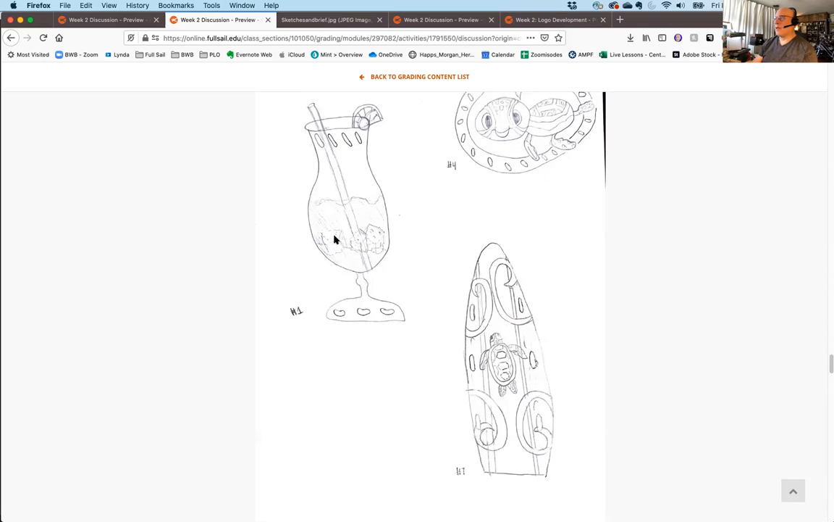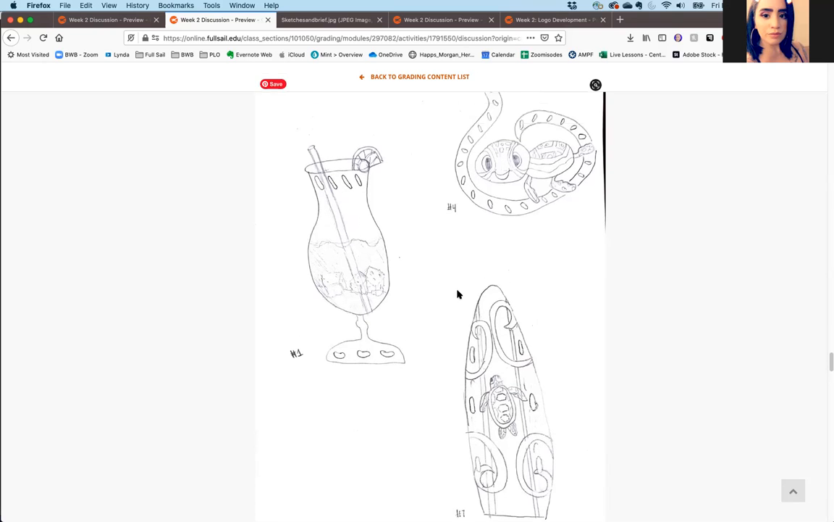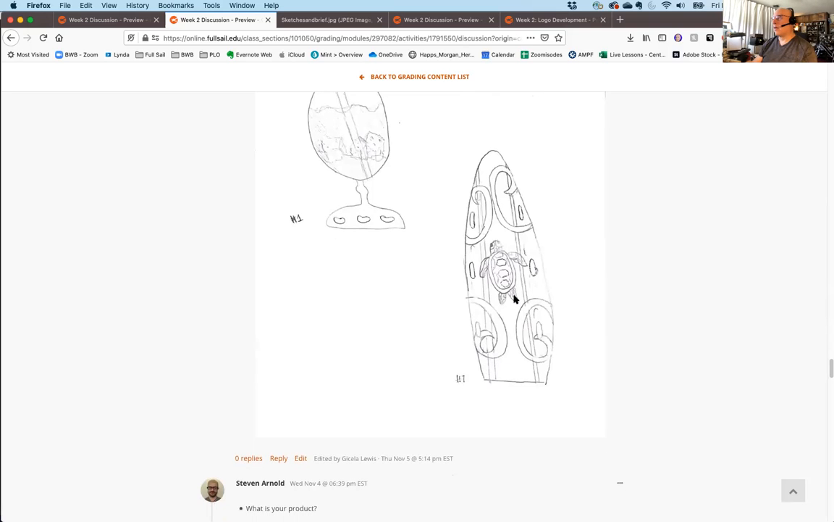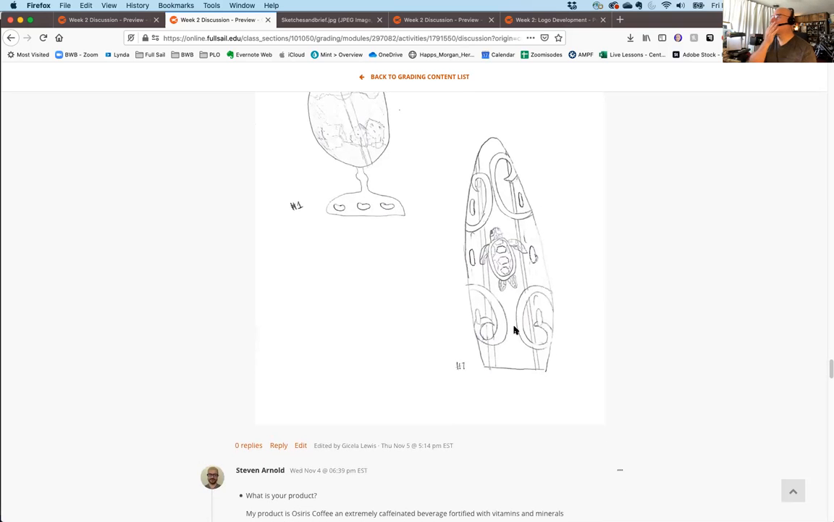All right. So then this was, so instead of the martini glass, you're doing a hurricane glass, but I would do it filled with jelly beans. That's what you had with the martini glass. And then surfboard. Awesome. Surf's up, dude.